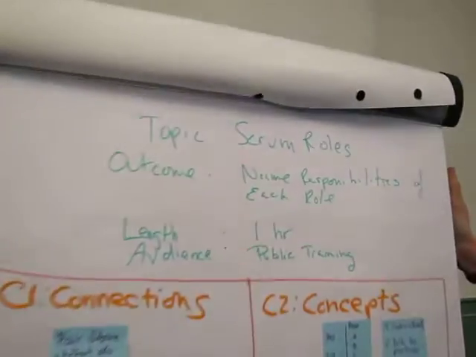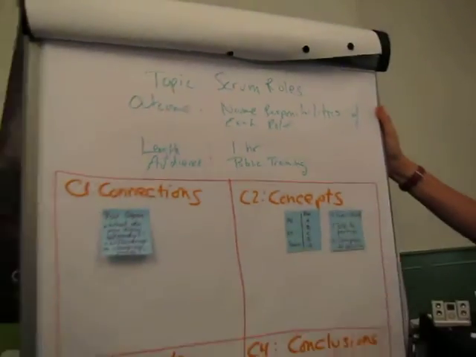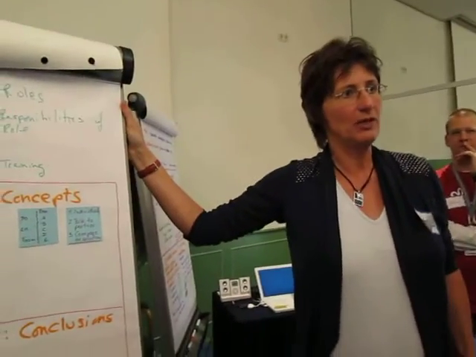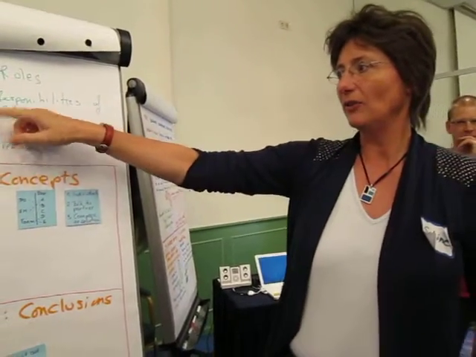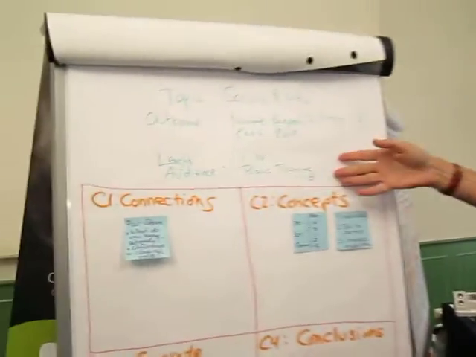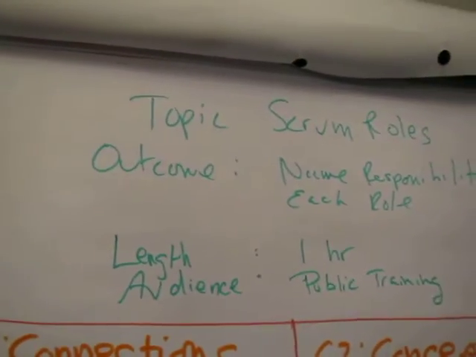Our expected outcome is that the people in our training should be able to name the responsibilities for each role. The length of this training session is 1 hour, and it's part of a public CSM training.